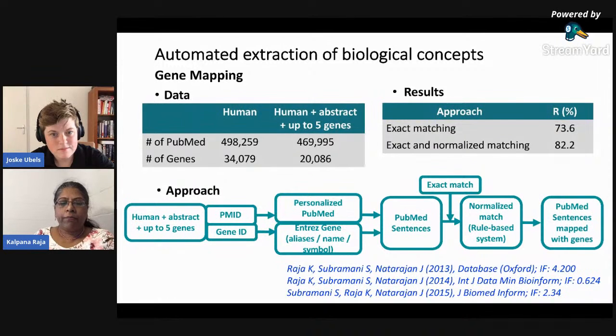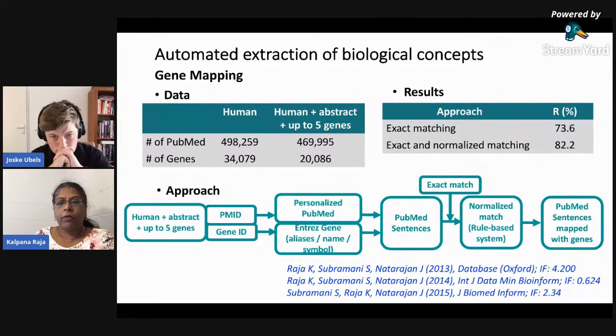So we also went one step ahead, which is called normalized match. Here we developed a rule-based system so that we can bring uniformity between what the researchers write in PubMed articles and what is mentioned in Entrez Gene. So finally, we got PubMed sentences mapped with genes.